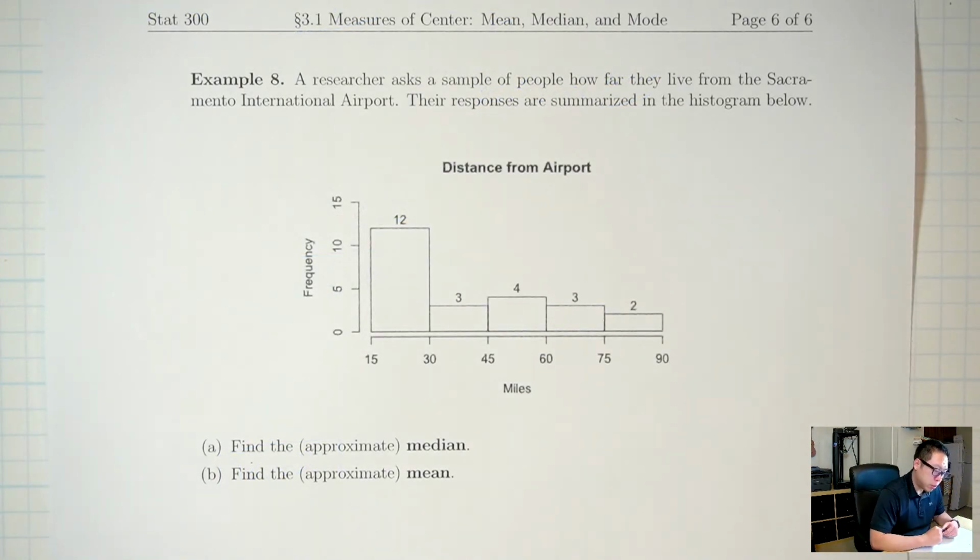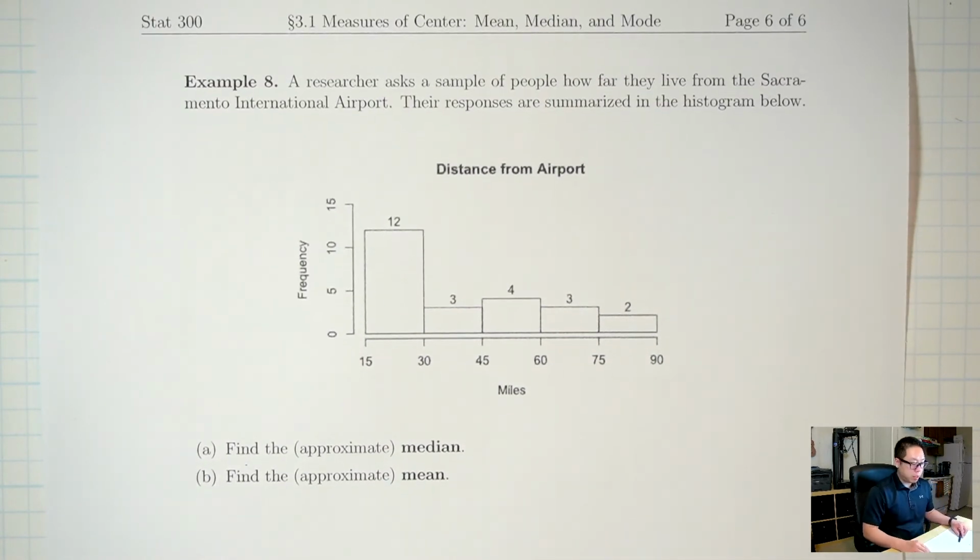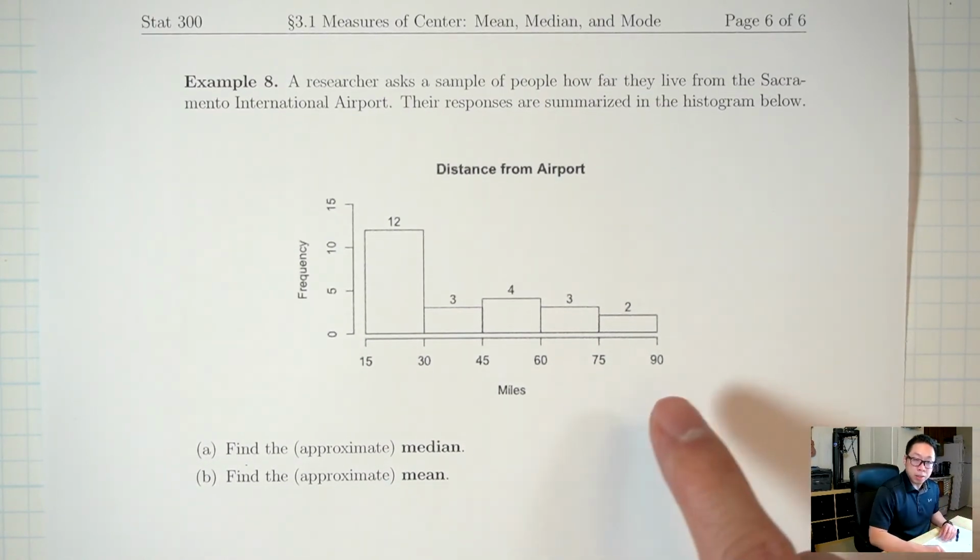Example 8. A researcher asked a sample of people how far they live from the Sacramento International Airport. Their responses are summarized in the histogram below. Find the median, find the mean. How do you find the median from a histogram?